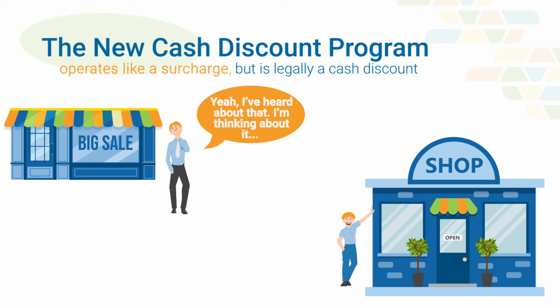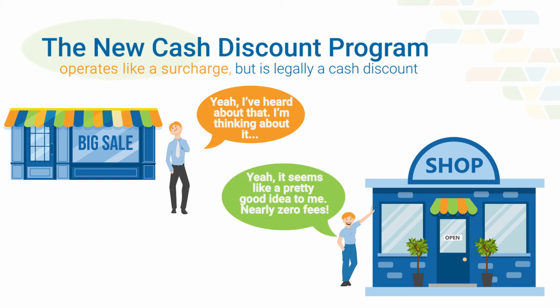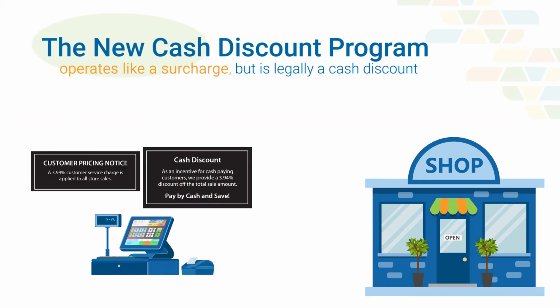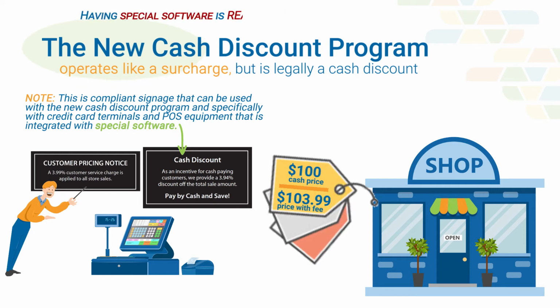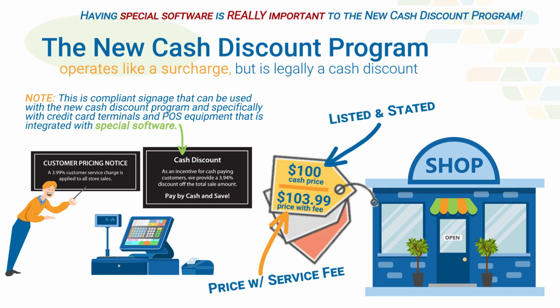These new cash discount programs have a very critical and important piece of software loaded into the point of sale systems that I'll get to in just a second. But before we get to that, let's look at the details of the program. The business has to post signage that notifies a customer that there will be a 3 to 4% service charge added to the purchase. So the posted price becomes the cash price in this case.